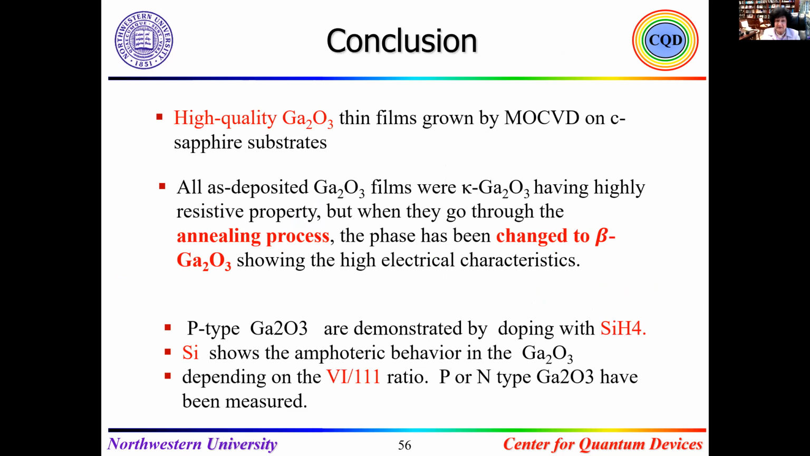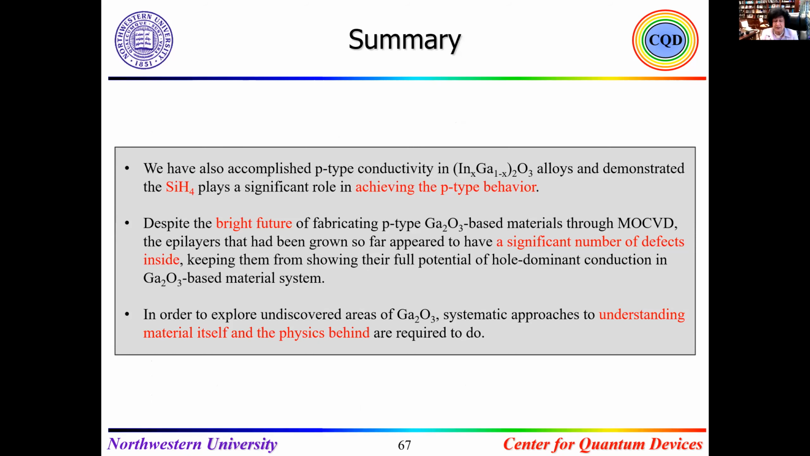So we find that we can have high quality gallium oxide film by epitaxy on sapphire substrate, and the material is copper phase. When we anneal, it becomes beta phase. And if we dope with silicon, in this case by changing the ratio, we can have pure n-type, and we demonstrated experimentally that the silicon plays a role in this behavior. So that was the situation that we did to demonstrate that we have also accomplished p-type conductivity in indium gallium oxide alloys, and demonstrated that silicon plays a significant role in achieving the p-type behavior.